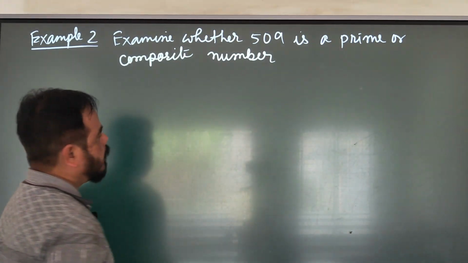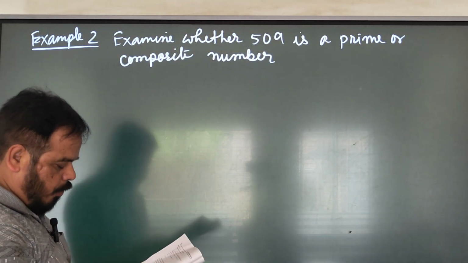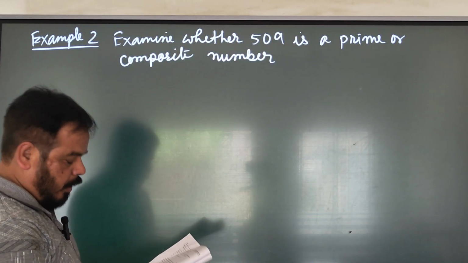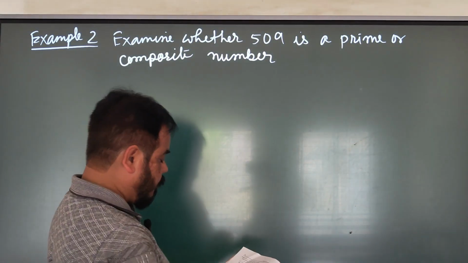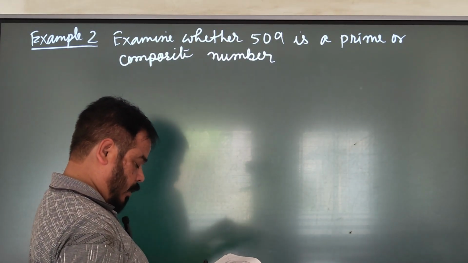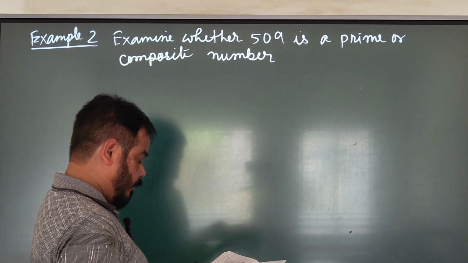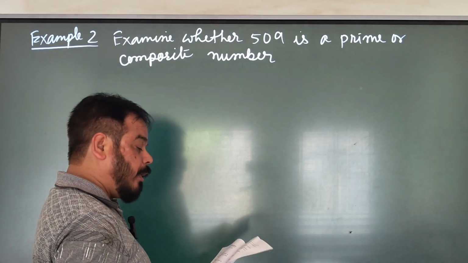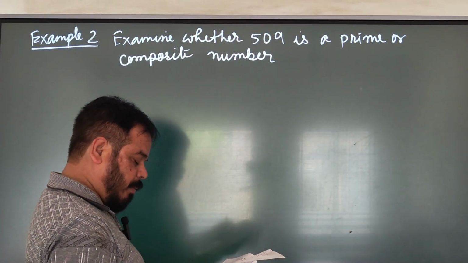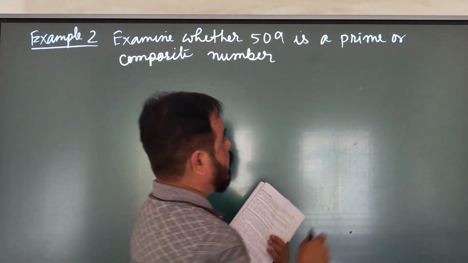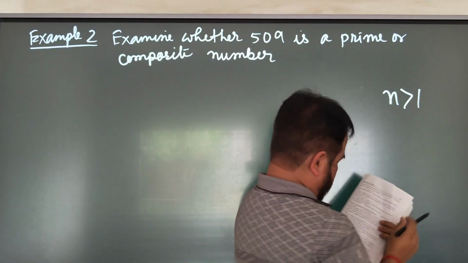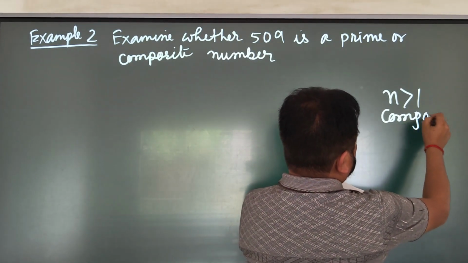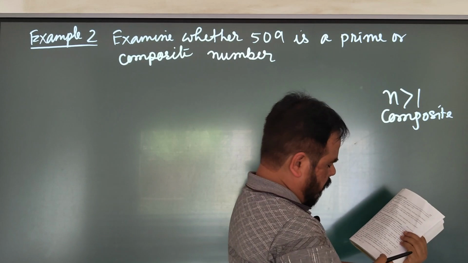Example number 2. Examine whether 509 is a prime or a composite number. So there was a theorem. The theorem number 12, page number 135. Let n be greater than 1. If n is greater than 1, be any composite, n is composite, okay? This is the theorem. Theorem number 12.